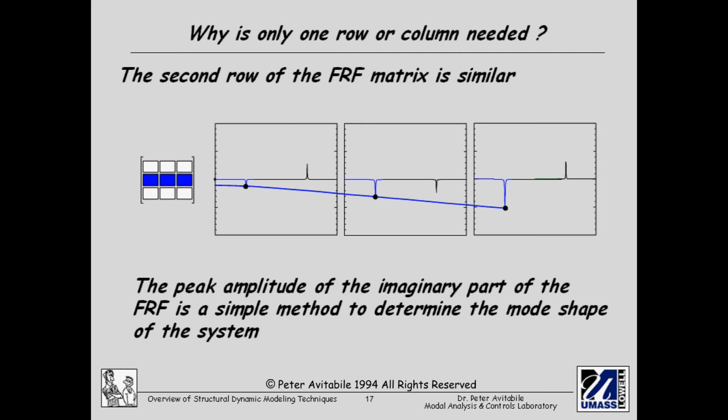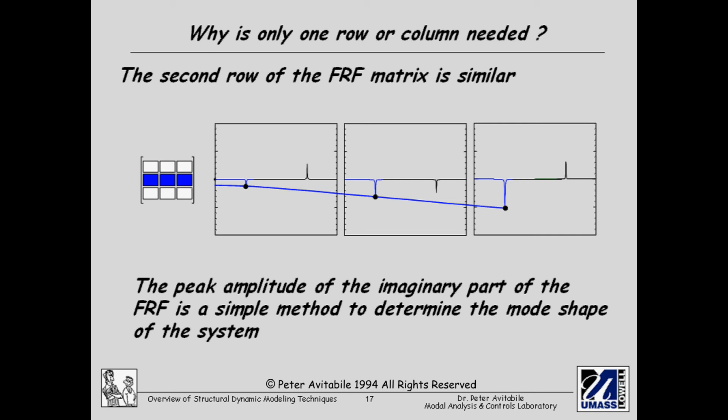Now what would happen if I looked at the 2nd row of the frequency response matrix? Well, I would be measuring the output at point 2 due to an input at point 1, 2, and 3. So I'd measure H21, H22, and H23. The output at 2 due to an input at 1, 2, and 3.